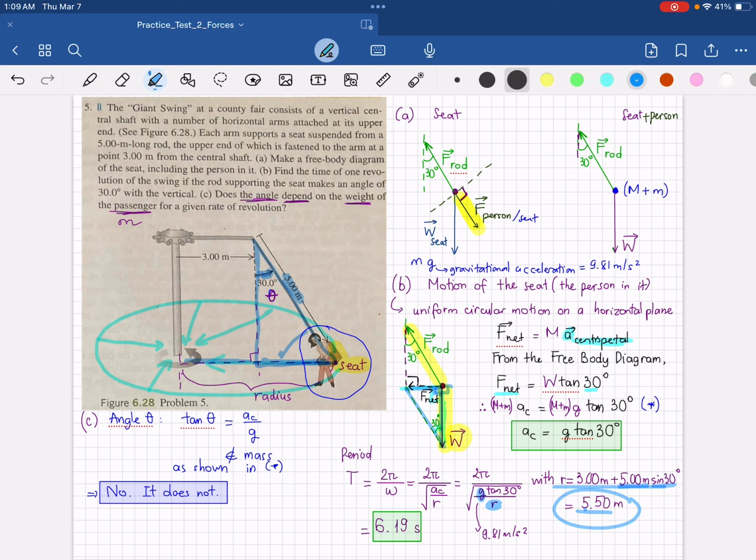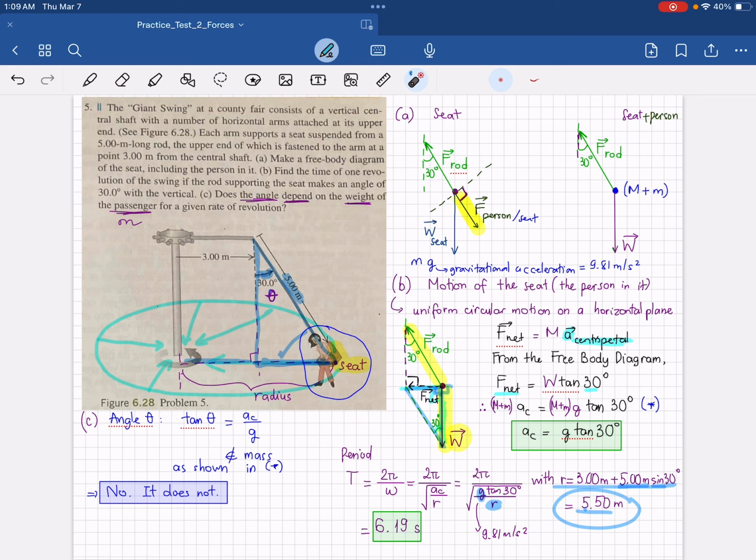And we see very clearly from these equations, from the relationships here, that the mass cancels on both sides, and the tangent of the angle actually just depends on the acceleration and the g here. It does not depend on the mass. So the answer is no, it does not, because it's independent of the mass.